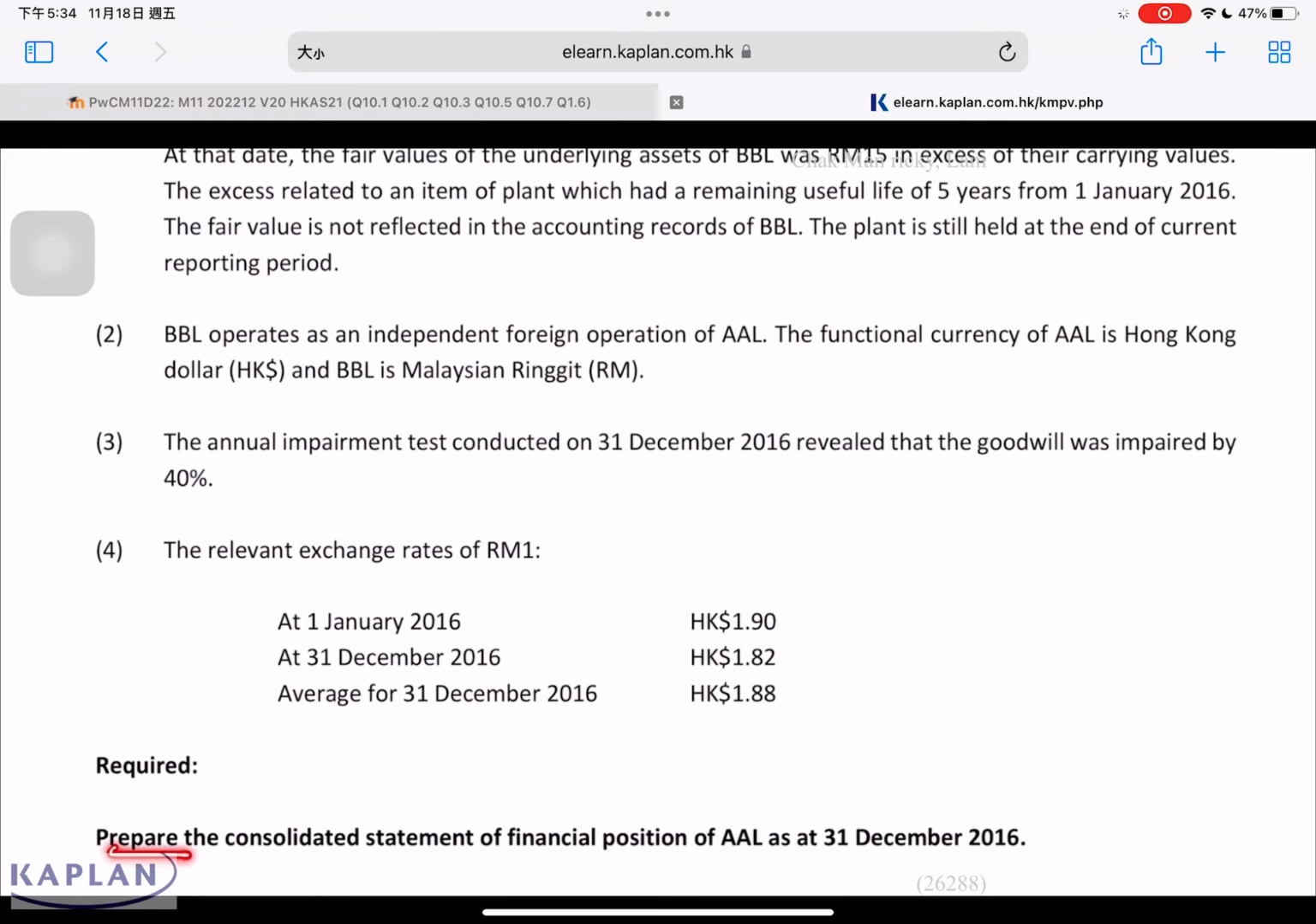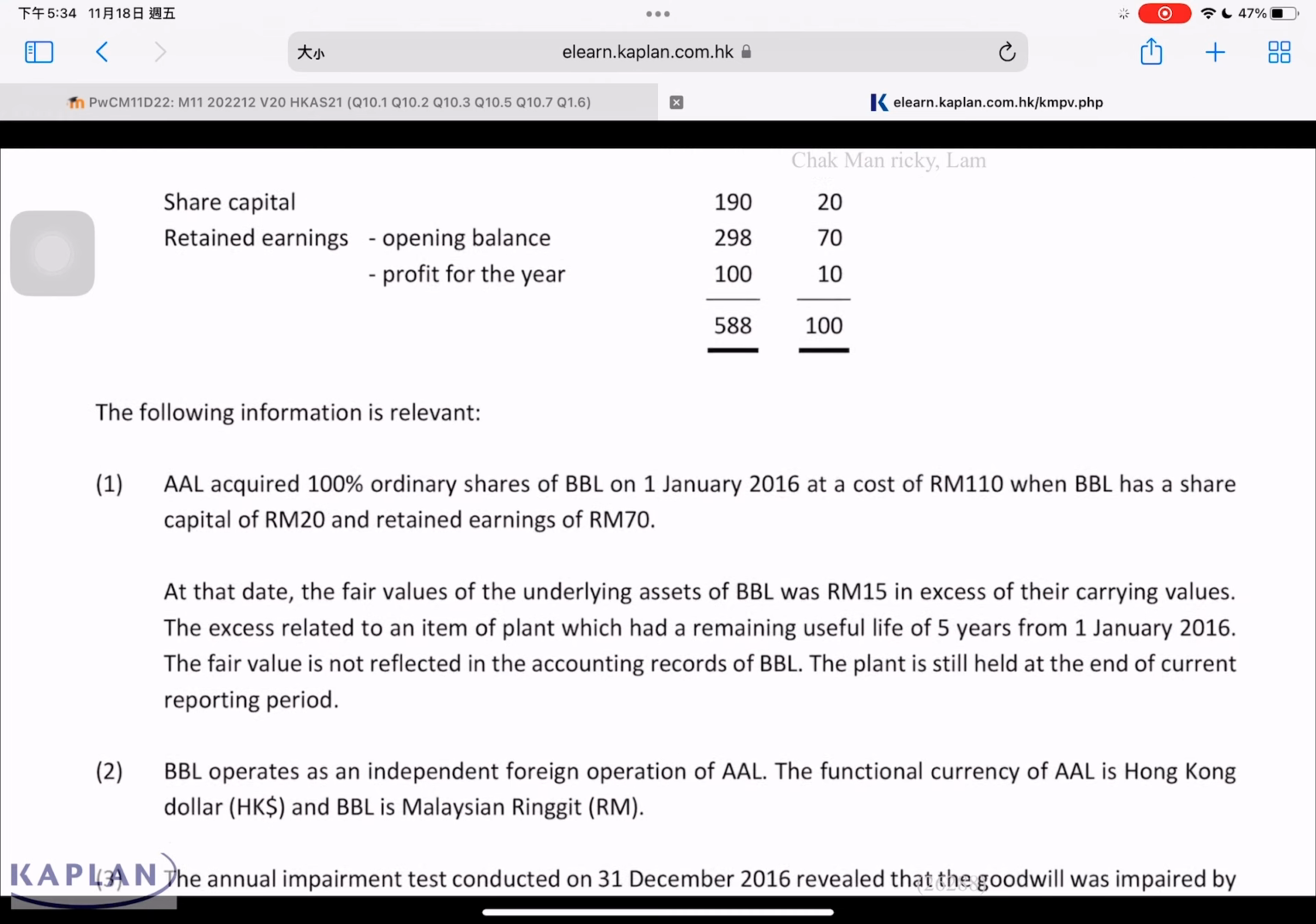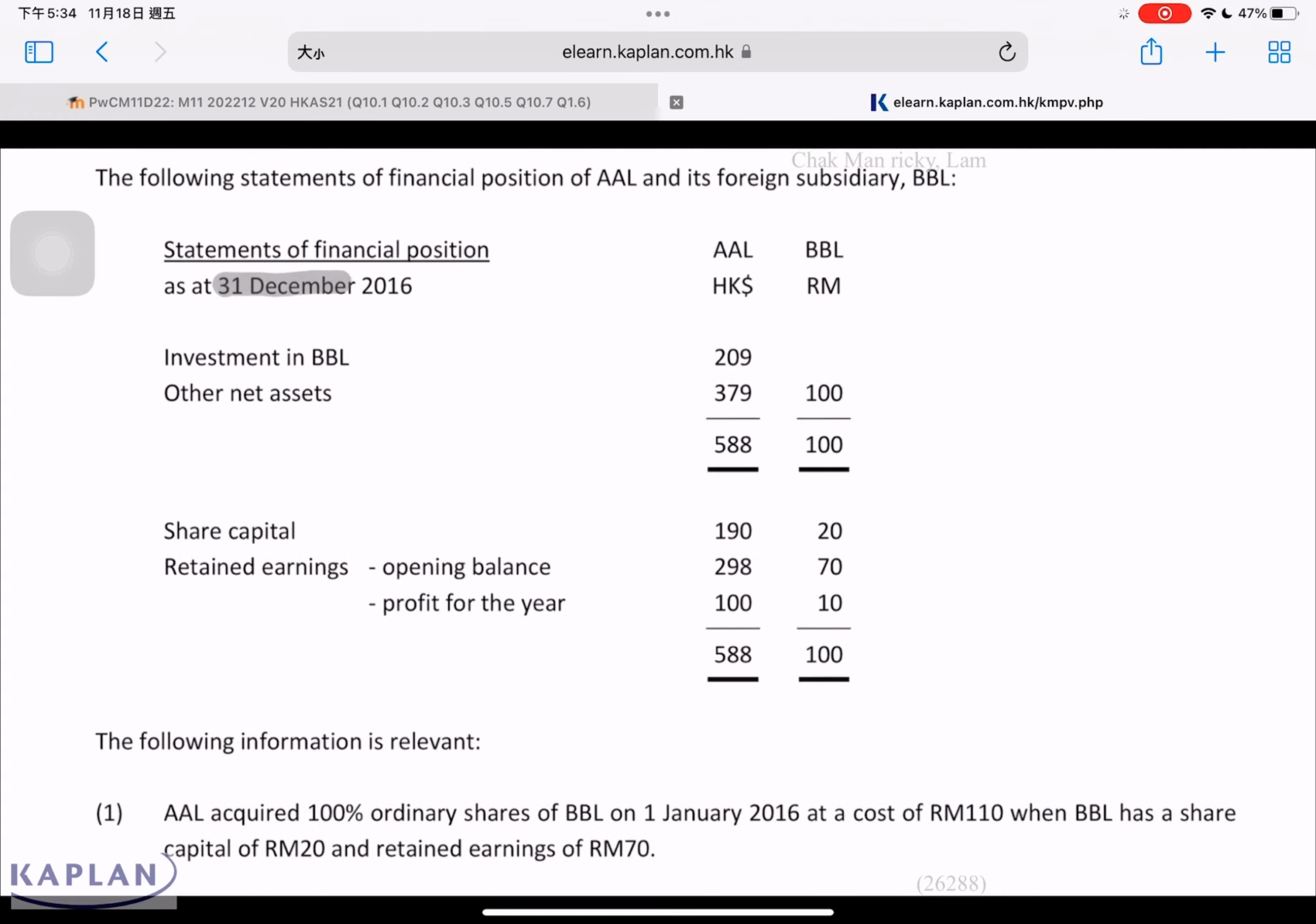We are required to prepare the consolidated statement of financial position at 31st December 2016. Do this in the form of a worksheet. We are now at 31st December 2016 with these two companies, AAL and BBL. And pay attention to the currency. This is Hong Kong dollar, this is Malaysian ringgit. AAL is the parent, BBL is a subsidiary. This subsidiary has a functional currency of ringgit.